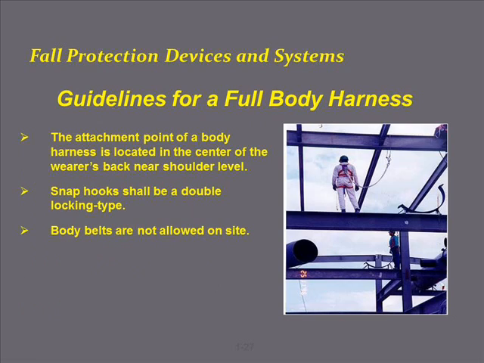Here are some more guidelines on the full body harness. The full body harness should have a D-ring that sits between your shoulder blades. Not too high and not too low. Any other way could cause some injury. The snap hooks should be of the locking type. This way it doesn't roll out. Body belts are not allowed by OSHA, and they're not allowed by Hill Phoenix. If you find one on your job site, please remove it from service.